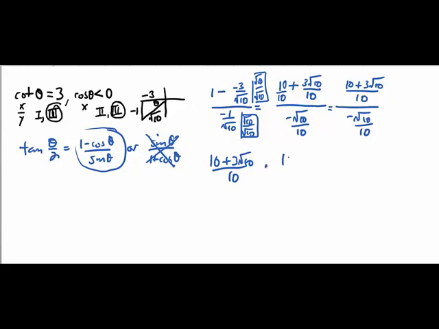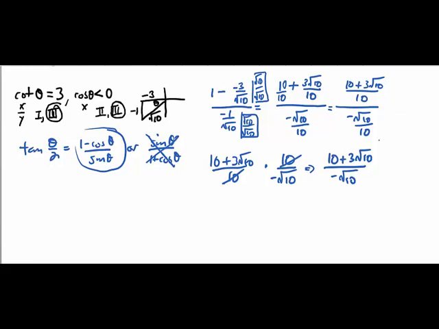So the denominator is going to be in the numerator, and here's my denominator here. So these 10s simplify to 1. I think you would say cancel, but they simplify to 1. And now what I have is 10 plus 3 square roots of 10 divided by negative square root of 10.